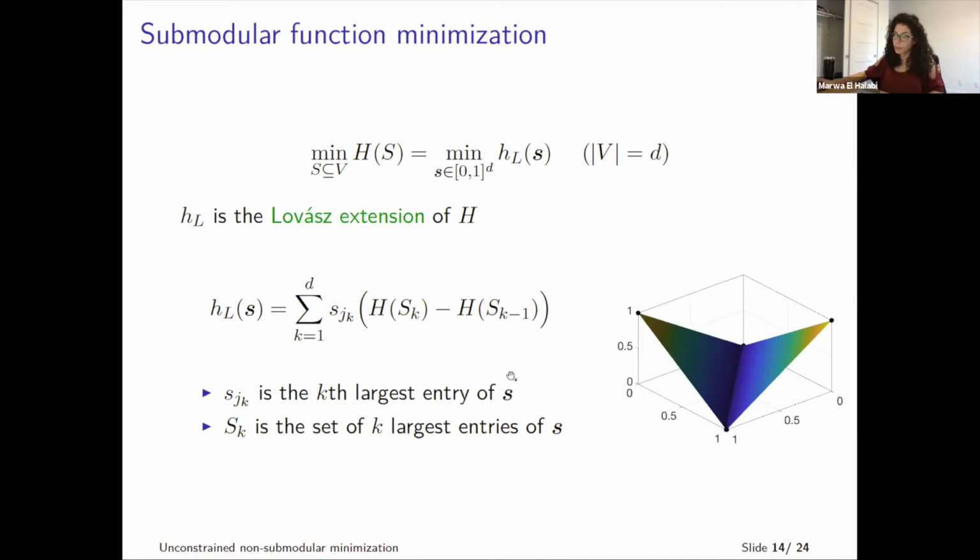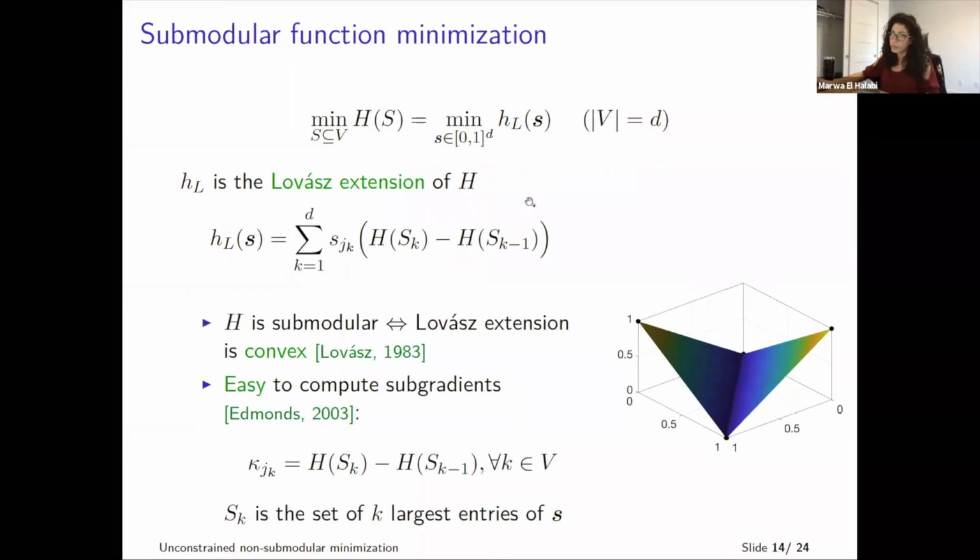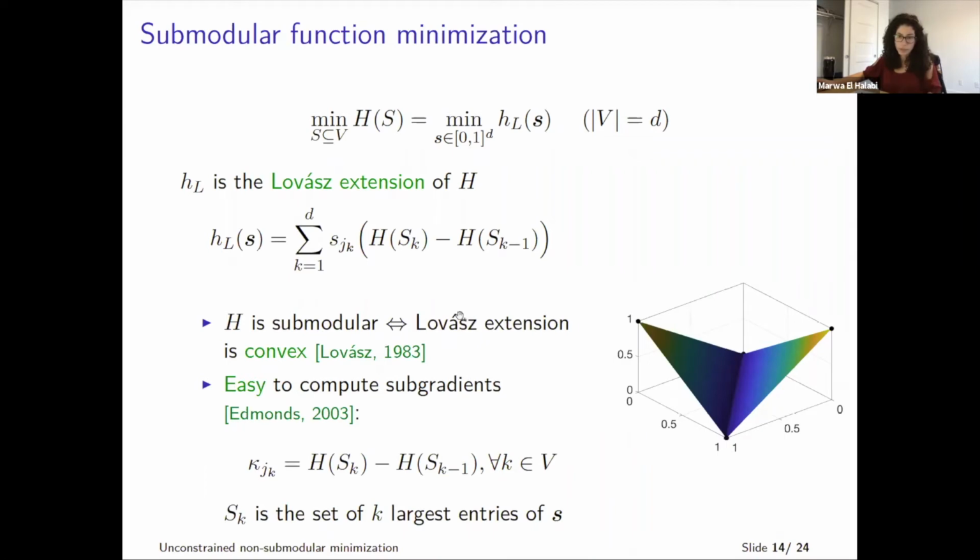The nice thing about this function when h is submodular is that it satisfies the following very nice property: if h is submodular, then the Lovász extension is convex, and this is actually an if and only if condition.